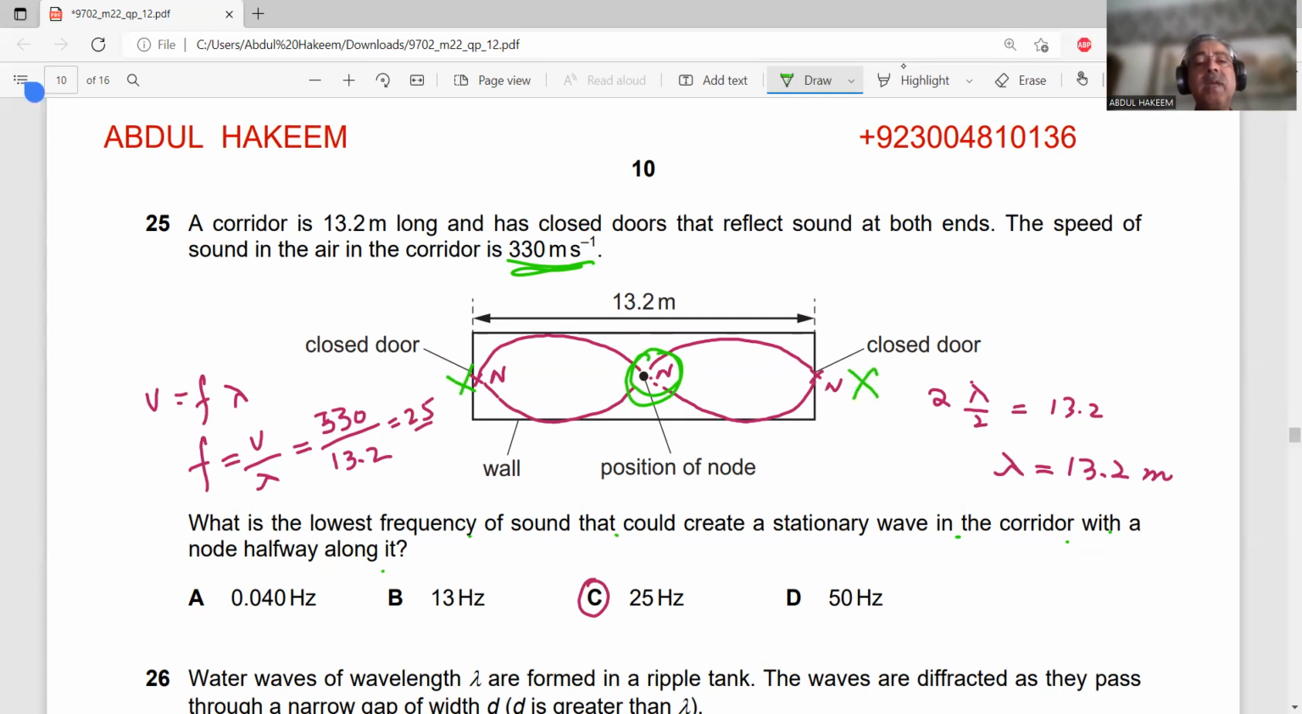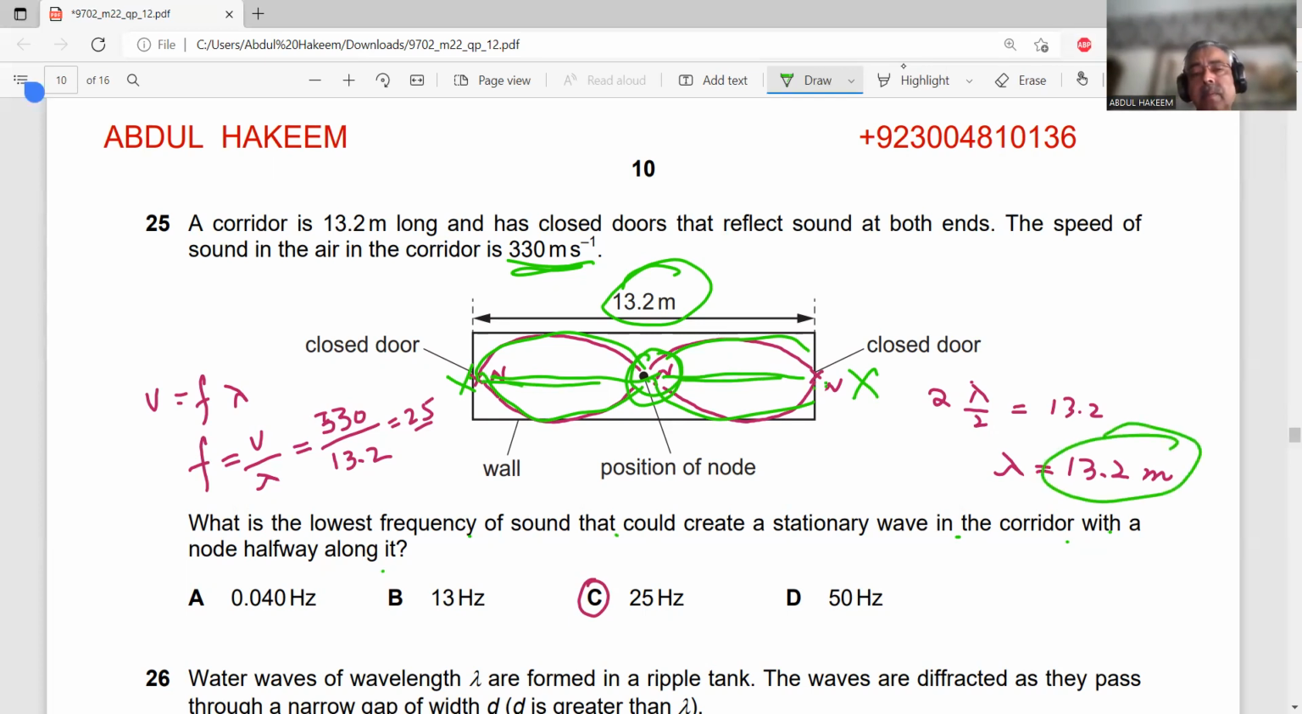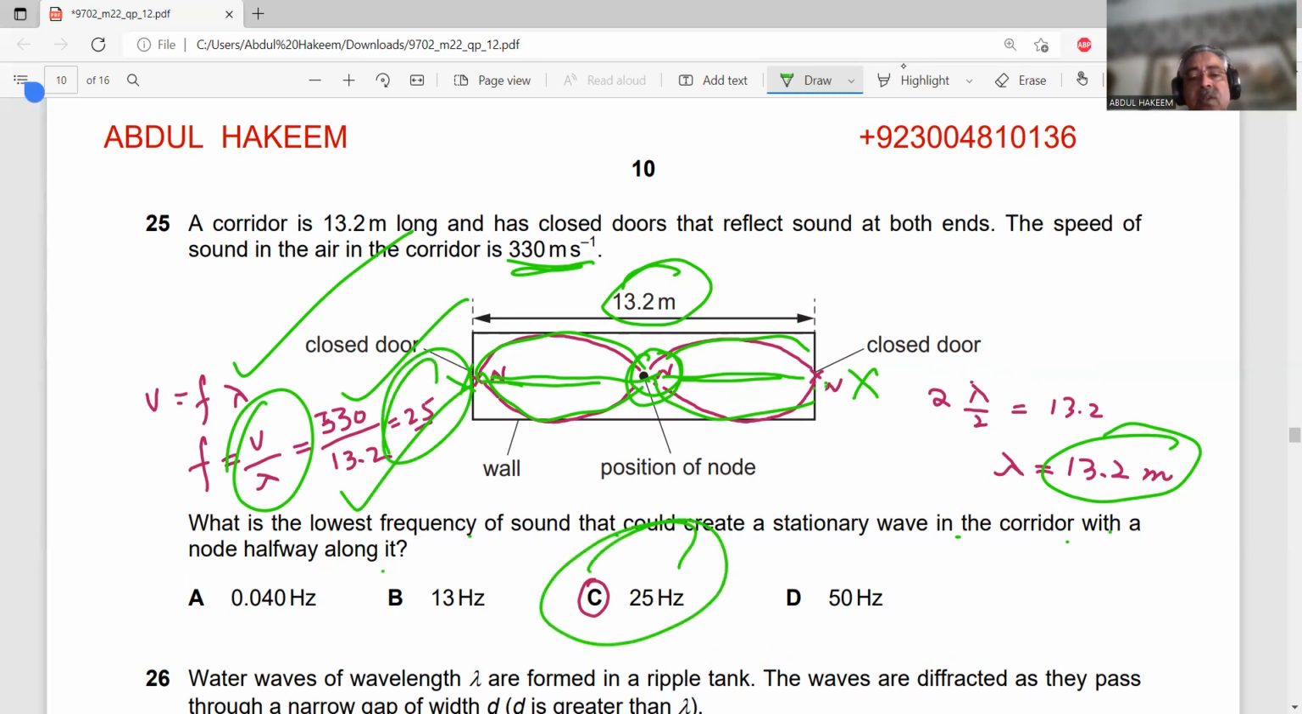So how many nodes are formed? Two nodes at the reflecting surfaces, one node given. So this is the shape of the wave. Now node to node distance is lambda by 2, node to node, lambda by 2. So this 13.2 is lambda by 2 plus lambda by 2, meaning the wavelength is 13.2. So V is equal to F lambda, F is equal to V by lambda. V is given 330, wavelength is 13.2. So the frequency comes to 25. That's why C is the answer.